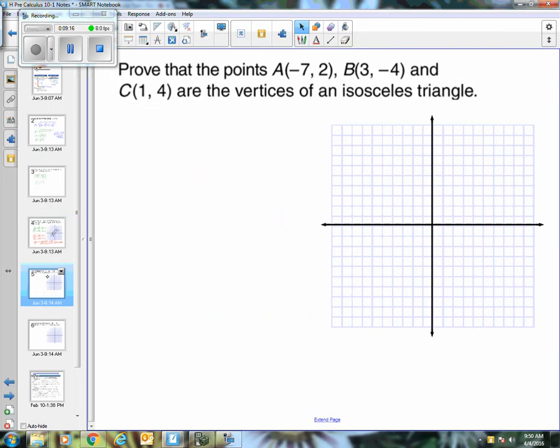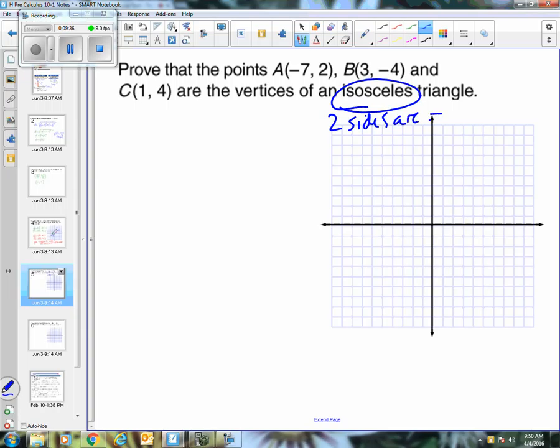All right, let's try another one. Let's talk about a different sided figure. So we did a quadrilateral. Now we're going to do a triangle, so a 3-sided shape. It says prove that the points with those vertices make an isosceles triangle. So the first thing that you need to know is what an isosceles triangle is. So what does that mean? It means two sides are congruent. I'll use the symbol for congruent here so we know what we're talking about.